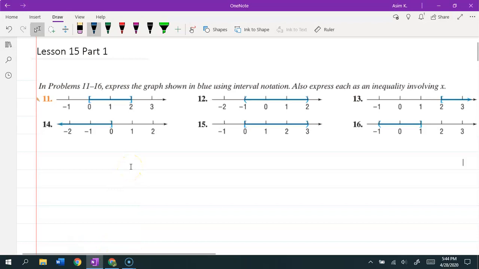Today's lesson is quite a light lesson. It has been split up into two parts just to make things a little bit more manageable for you guys. So we're going to be working with inequalities, graphing inequalities and solving inequalities. In number 12, it says, can you take the graph that's been shown and express that in interval notation and then express it as an inequality. So we're going to be doing those couple of things here.